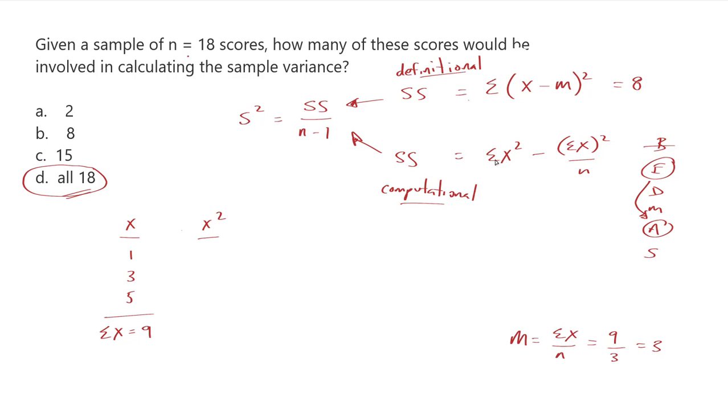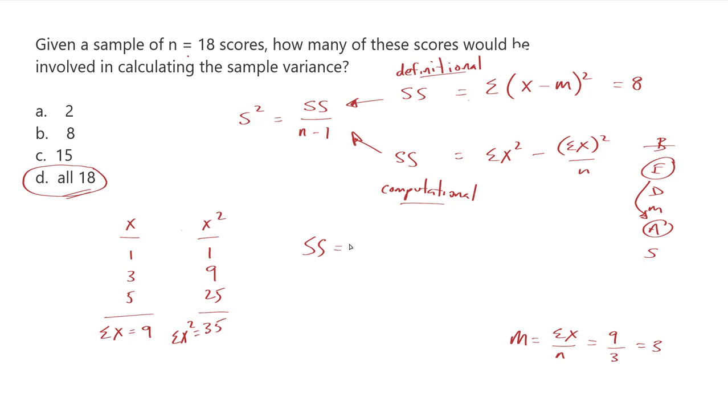So when I'm looking at working out the sum of x squared, I have to just do the x squared part first. So each one of these gets squared. So 1 squared is 1, 3 squared is 9, 5 squared is 25. This is 10, 25, this is 35. So the sum of x squared is 35.